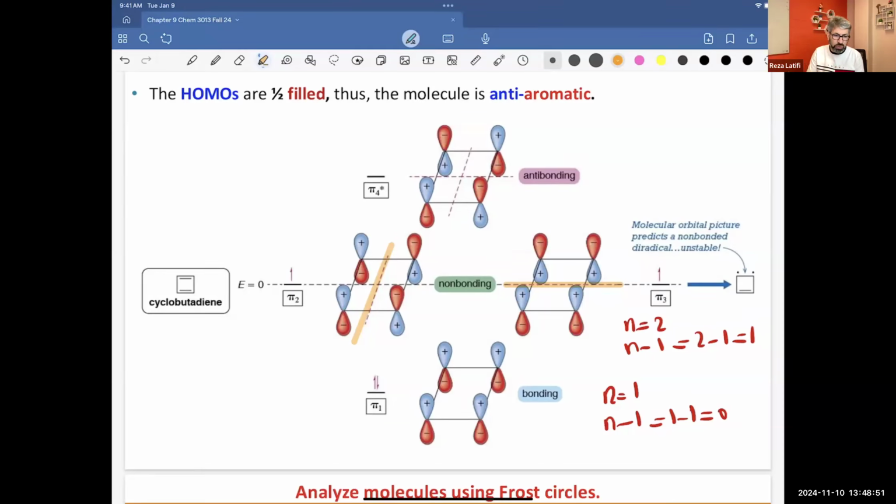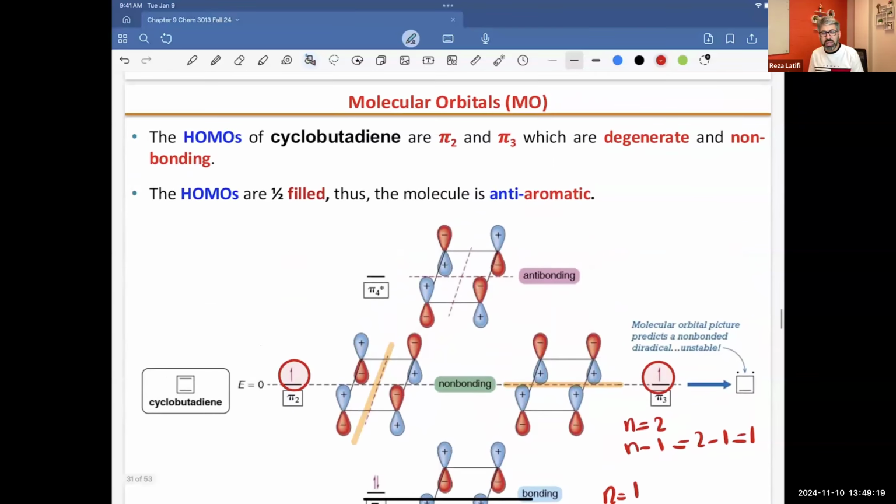Okay, now I have 4 electrons. Out of 4 electrons, 2 of them I put inside pi 1, and I'm left with 2 more. Where can I put those 2 electrons? One I put here, and the second electron is there. So now I got 2 pi orbitals that are singly occupied. So now I have some orbitals that are not fully occupied, and because they are not fully occupied, they will be looking for electrons. And this is the reason that cyclobutadiene is not stable.